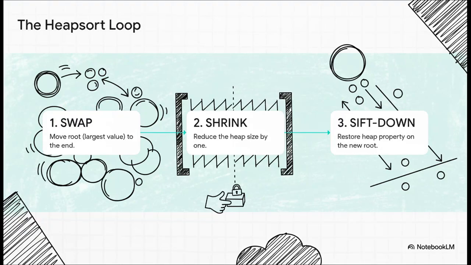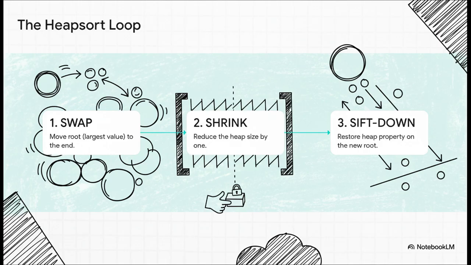Step 1, swap. We take that root element, the biggest one, and swap it with the very last element in our heap. Boom! The largest value is now at the end of the array, right where it belongs. Step 2, shrink. We basically just pretend the heap is one element smaller now, effectively locking that sorted element in place. And step 3, sift down.